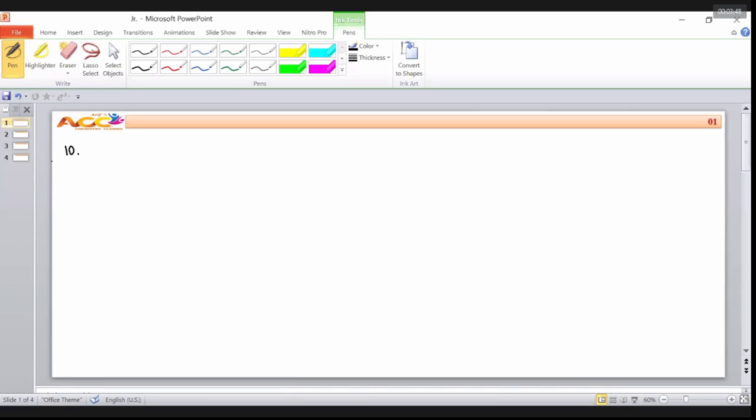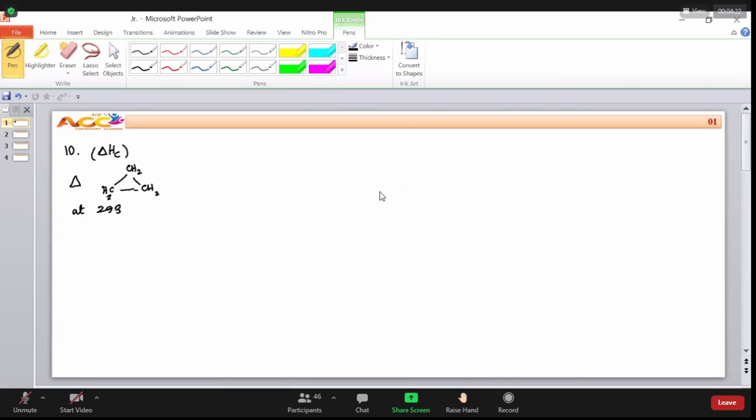From the following data, calculate the enthalpy change of combustion of cyclopropane. This is cyclopropane, but we don't write like this. Because you people are strong in organic chemistry, they will write it like this: cyclopropane at 298 kelvins. No problem. At 298 kelvins, he is talking about standard enthalpy of combustion.